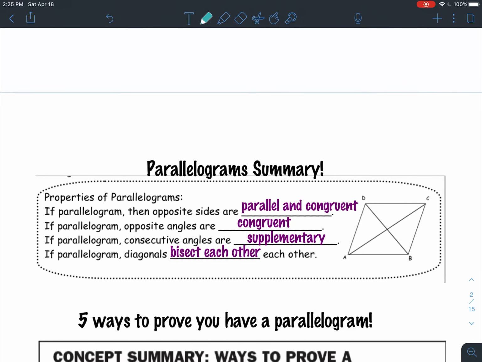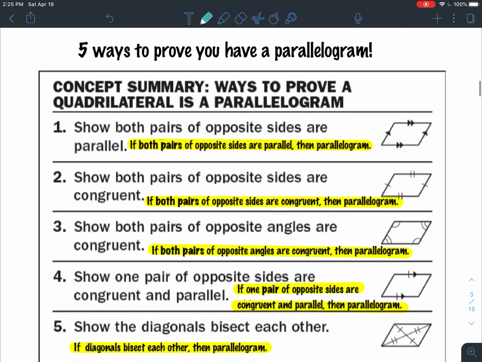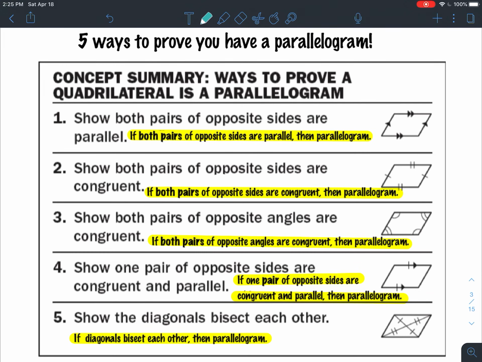Now, if you want to go look at the long version of Unit 6, we have ways to prove parallelograms. If both pairs of opposite sides are parallel, then we have a parallelogram. If both pairs of opposite sides are congruent, then we have a parallelogram. If both pairs of opposite angles are congruent, we have a parallelogram. If one pair of sides is both congruent and parallel, then we have a parallelogram. And if diagonals bisect each other, then we have a parallelogram.